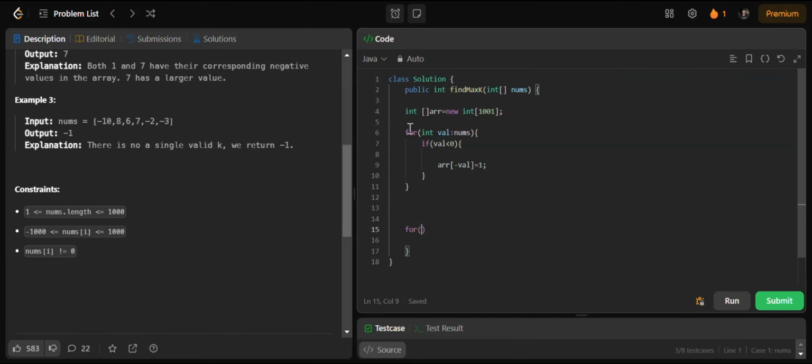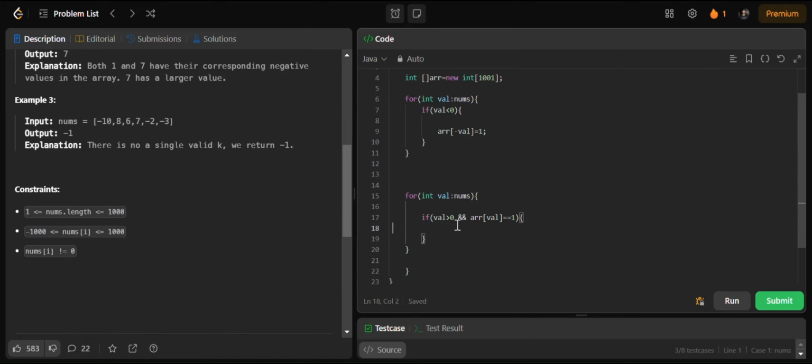Then next time I will again iterate through all the elements, but this time if I see that my current value is greater than 0, that means it is positive, and array of that value is equal to 1. Okay, that means this is valid, because I am checking this is positive, that means I am at p, and what I have to find is whether minus p is present or not, and I know for minus p I am putting 1 at index p. So that's why I am checking whether the index value is 1 or not. If that is 1, that means it can be my answer.